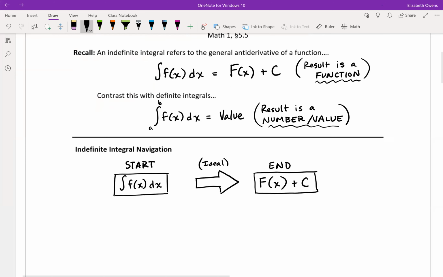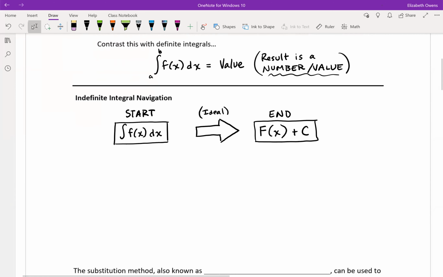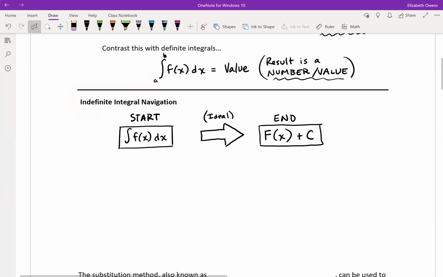Sometimes we need to take a slightly longer route. There are going to be some indefinite integrals where you can't just come up with the general antiderivative off the top of your head. You're not going to be able to take that ideal route, and so we need to go the longer way. Our alternative route is to use a substitution.